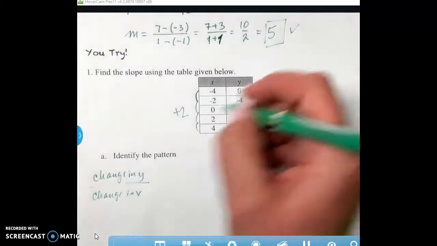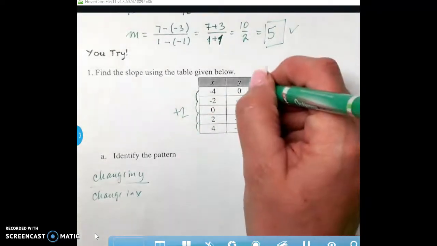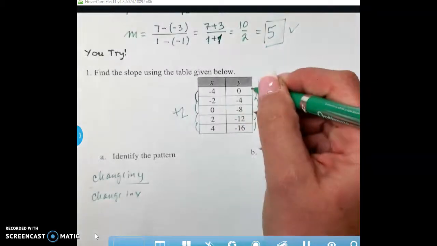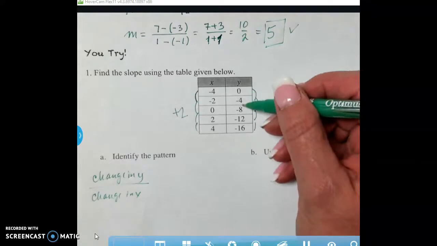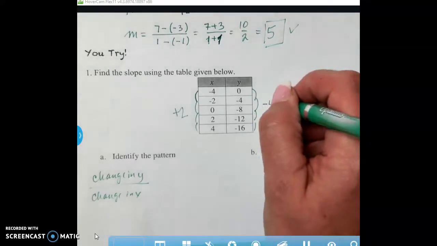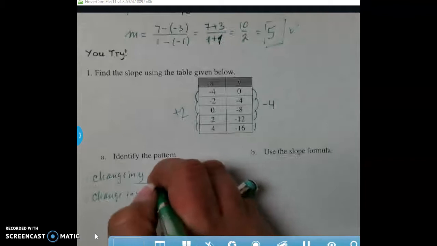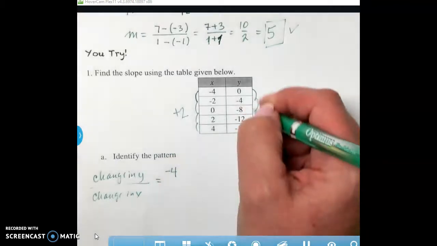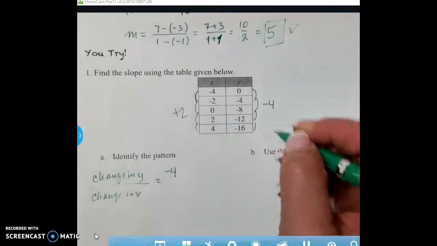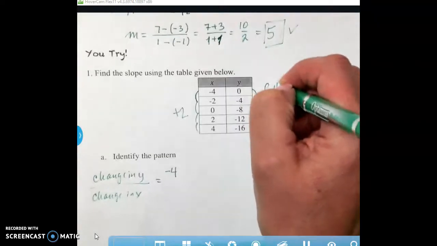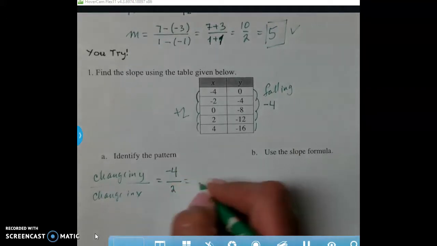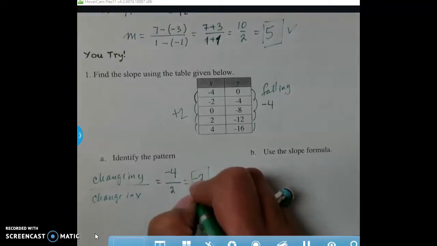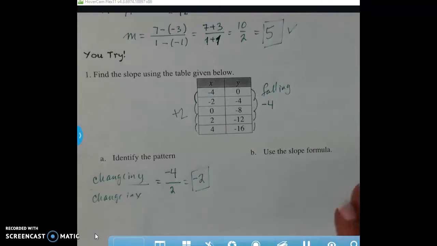So, well, here we go. X changed by 2, positive 2. Your numbers are growing. Oh, well, the y values are decreasing. Hopefully you see, my friends, the numbers are getting lower and lower, so it's a -4. So our pattern is a -4, so we have a decrease in values, so they're falling. And so then this, divided by 2, reduces to -2. So yes, our anticipation is that the slope formula will give us the same result. So let's check it out.